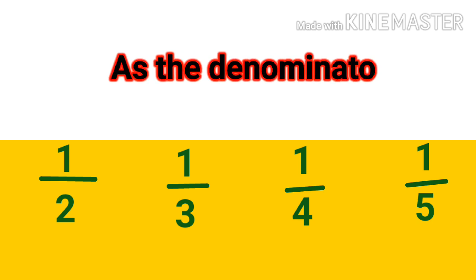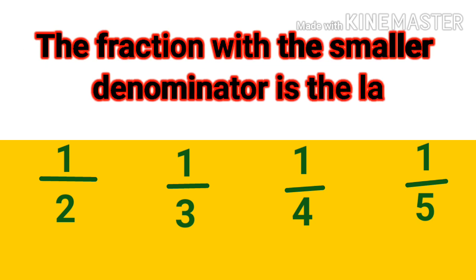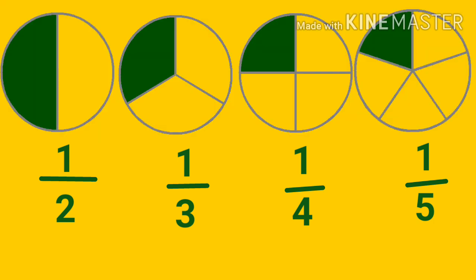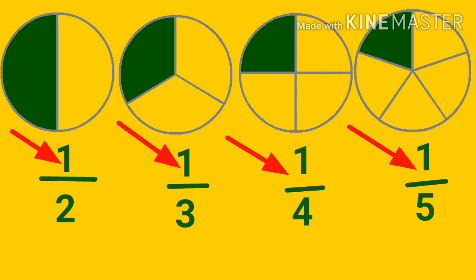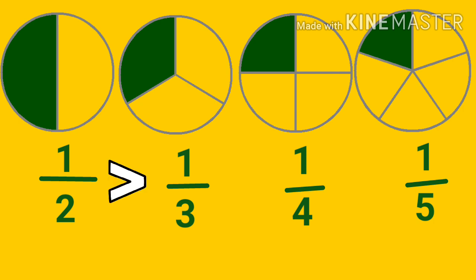So, as the denominator gets larger, the fraction gets smaller, and the fraction with the smaller denominator is the larger fraction. So, to compare fractions with the same numerator, just look at the denominator. Hence, here 1/2 is greater than 1/3, is greater than 1/4, is greater than 1/5.